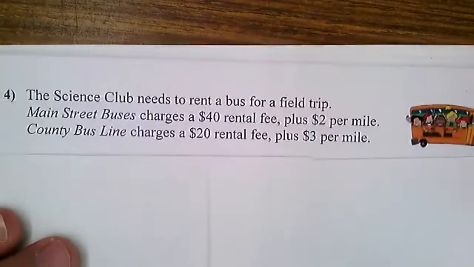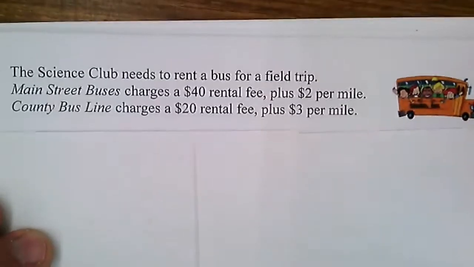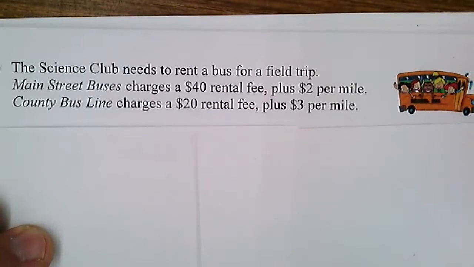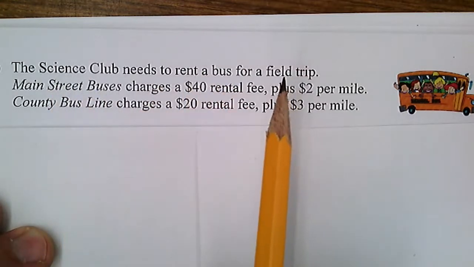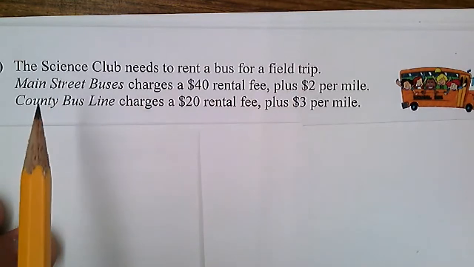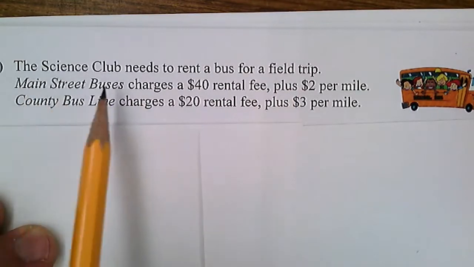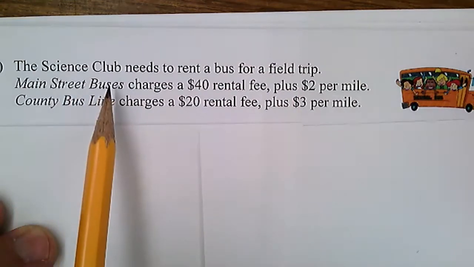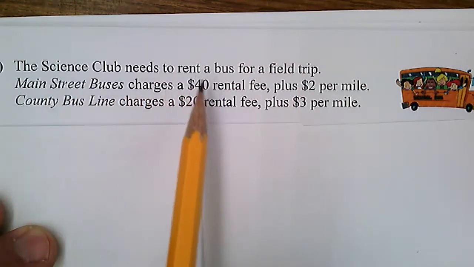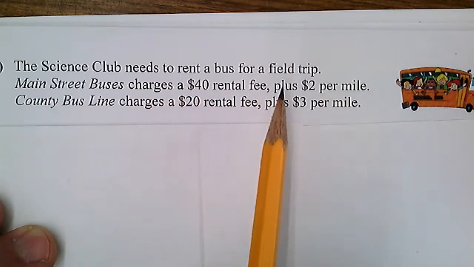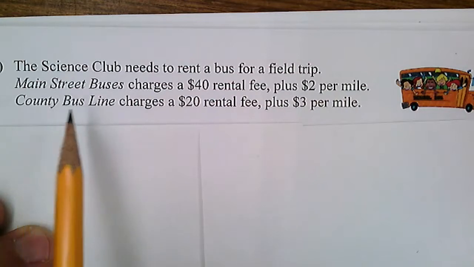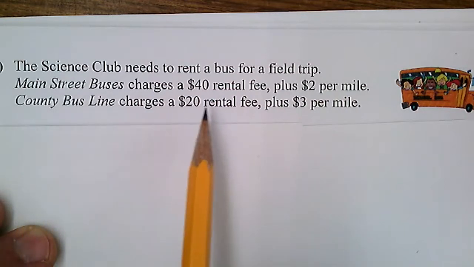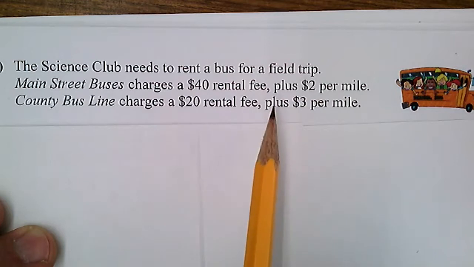Okay, so on this one, it says the science club needs to rent a bus for a field trip. So the school's not going to provide the bus. The science club wants to go on a field trip, but they've got to pay for the bus themselves. So they have 2 options that they found. One bus company is called Main Street Buses. This bus company charges $40 rental fee plus $2 for every mile. And then the second company is called County Bus Line, and they charge a $20 rental fee plus $3 per mile.